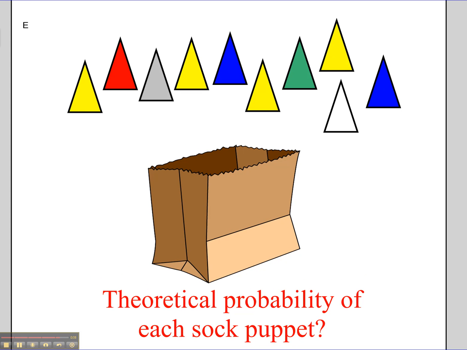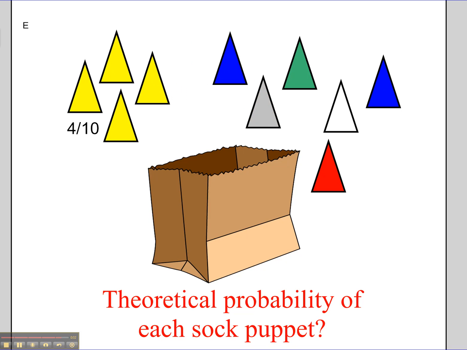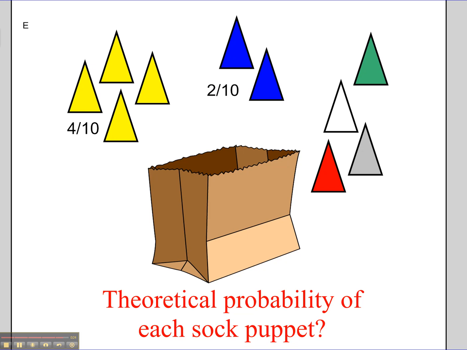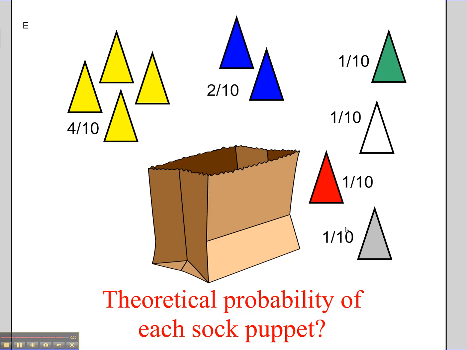Question E says, what is the theoretical probability of picking each color of sock puppet? And we can figure this out by shuffling them around. We know there's 4 yellow ones, so we've picked 4, and that's 4 out of 10. We know there's 2 blue ones, so 2 out of 10. We know that there's 1 of each of these colors, so they're 1 out of 10.